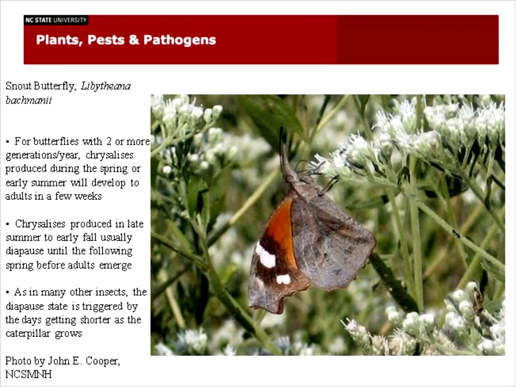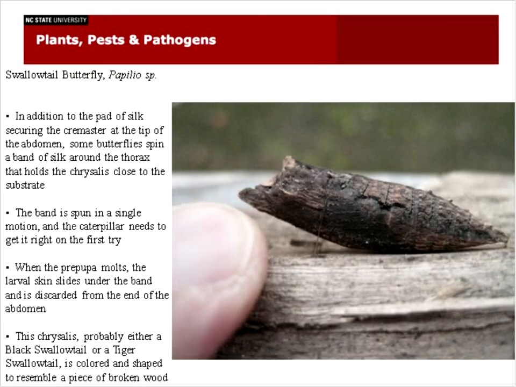Now, this is the adult of the snout butterfly, and as I mentioned earlier, in species which may have two or more generations a year, the chrysalis will develop directly to the adult stage if the larva was growing from spring into early summer. But if it's growing later in the summer, in the fall, it will go ahead and diapause till the following year, so that it does not emerge prematurely in the fall of the year, when there's nothing for the larvae to feed on.